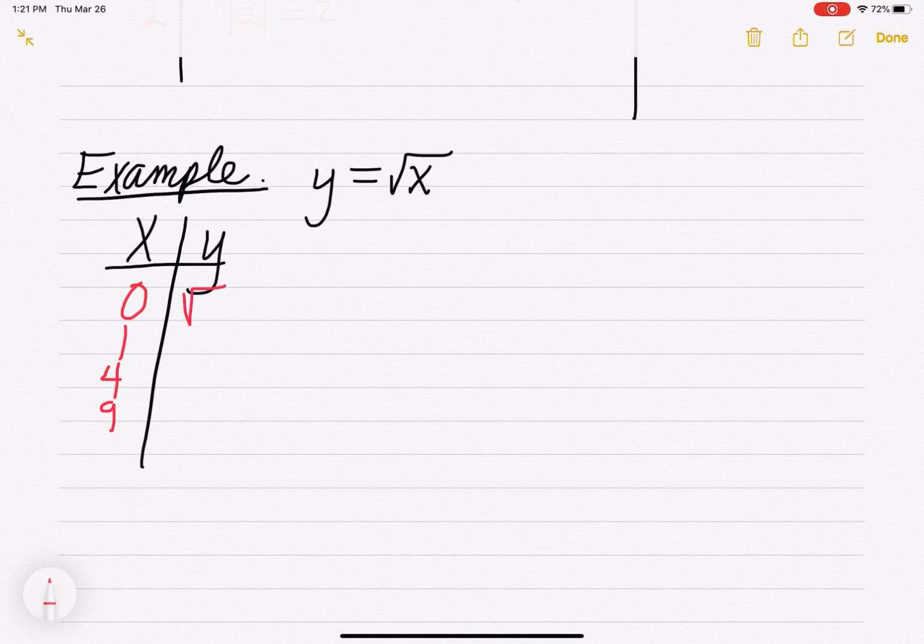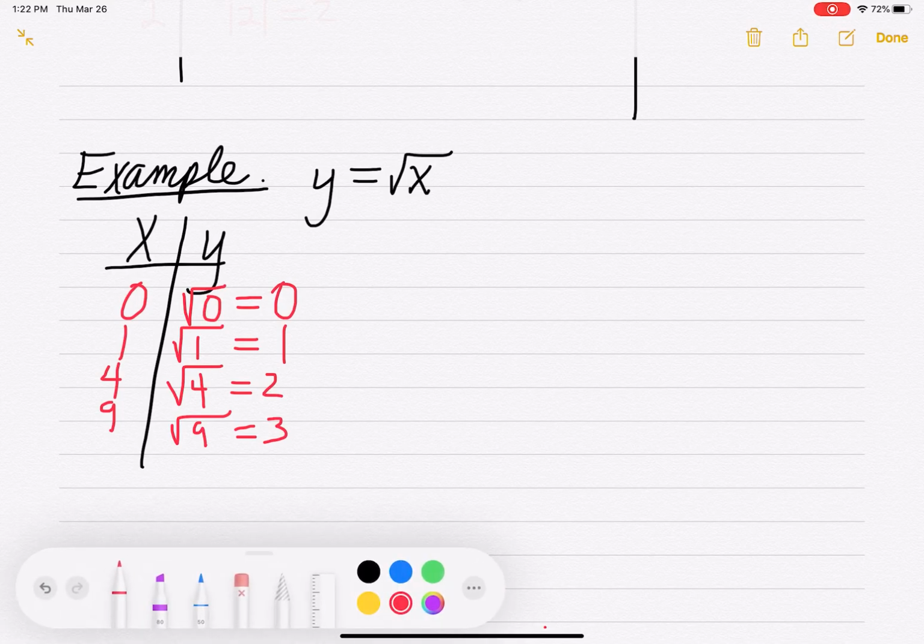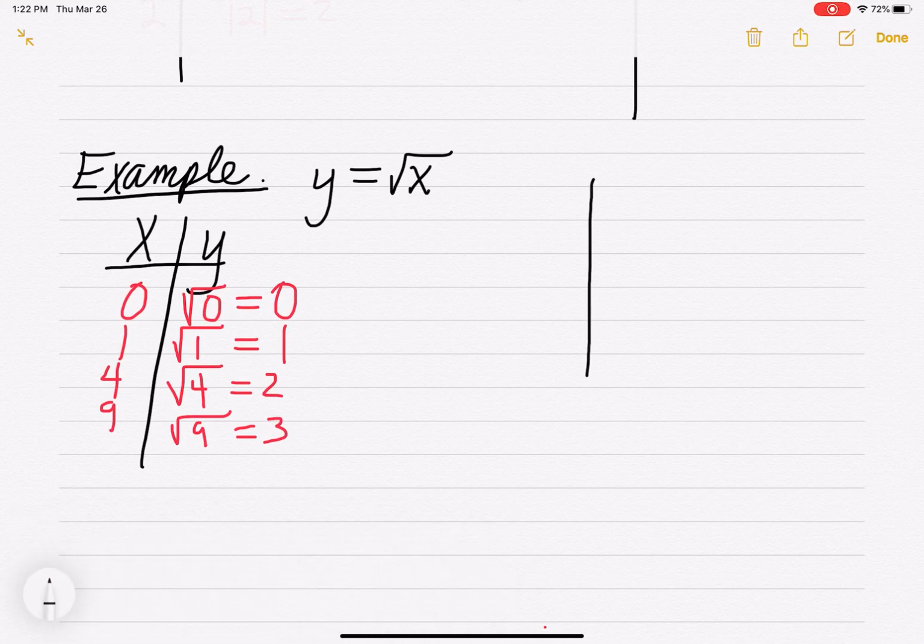So first we're going to do square root of 0 to find our first y value. Square root of 0 is 0. Then we're going to take the square root of 1. That's 1. And then the square root of 4. That's 2. And then the square root of 9. That's 3. So I picked my x values to be basically perfect squares. Okay, now let's plot this in the xy plane.